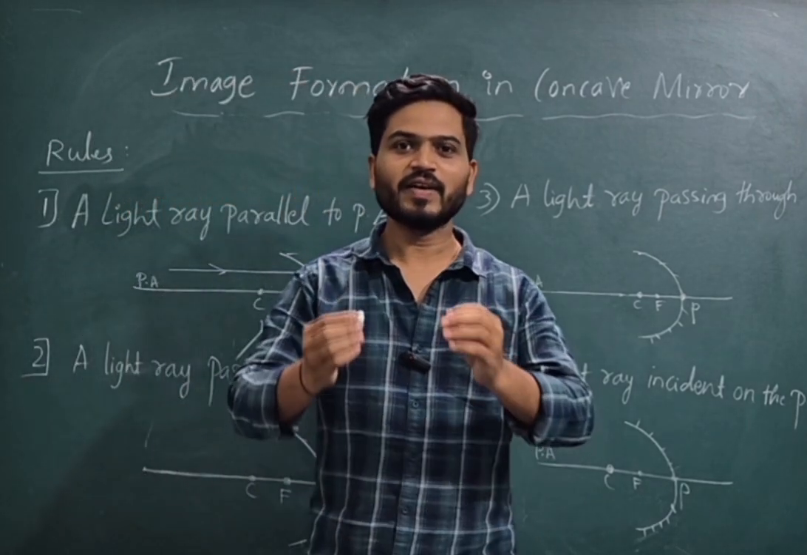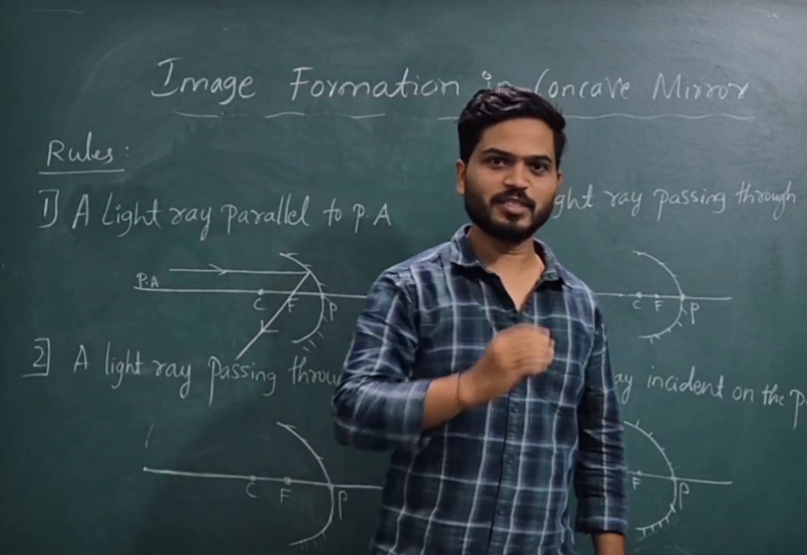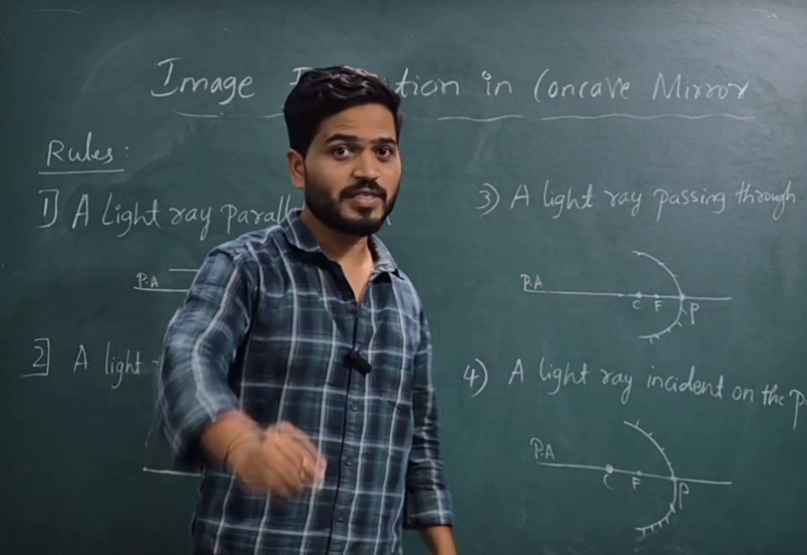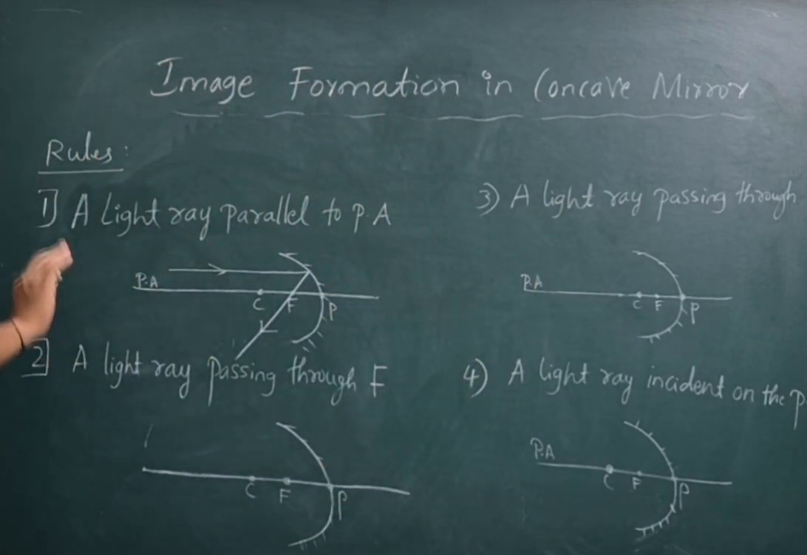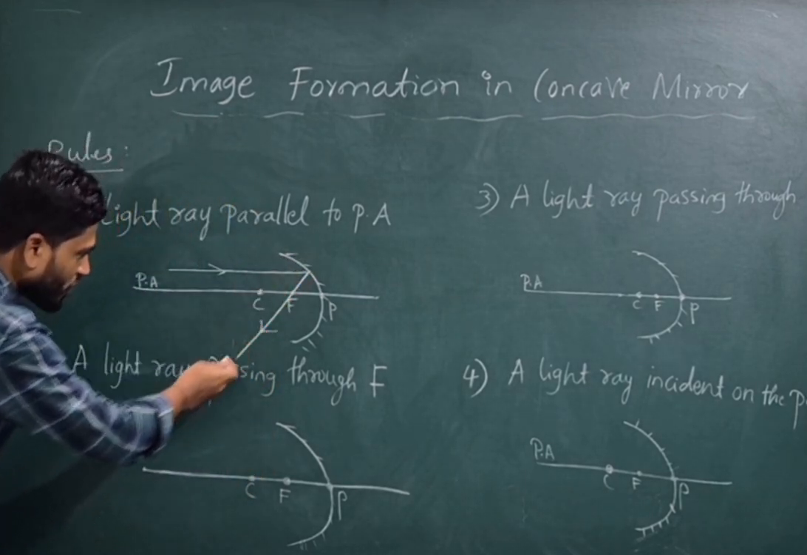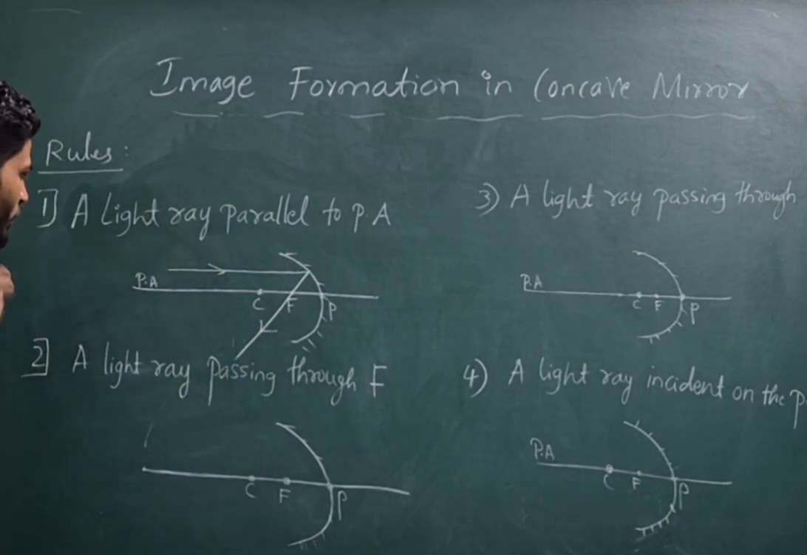Very easy. When a light ray is parallel to the principal axis, after the reflection it will be passing through the principal focus, as I have shown here, right? This is the first rule. See here, it has come and it has gone in this way through the principal focus.